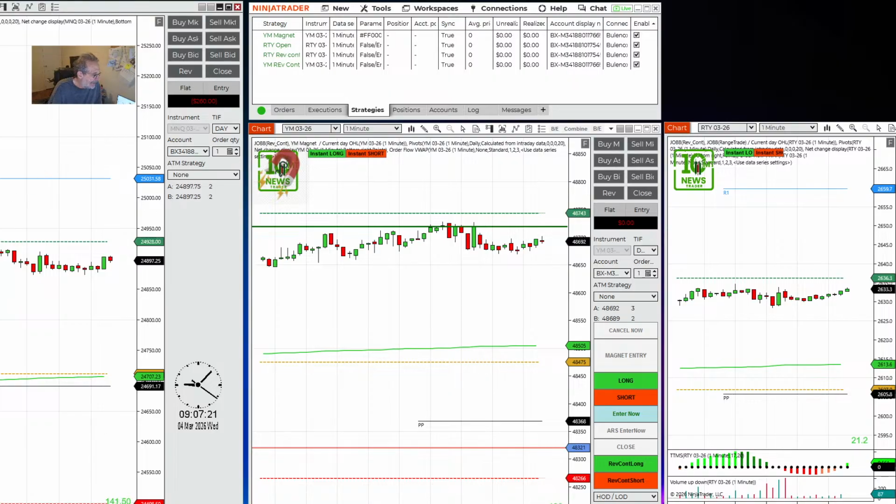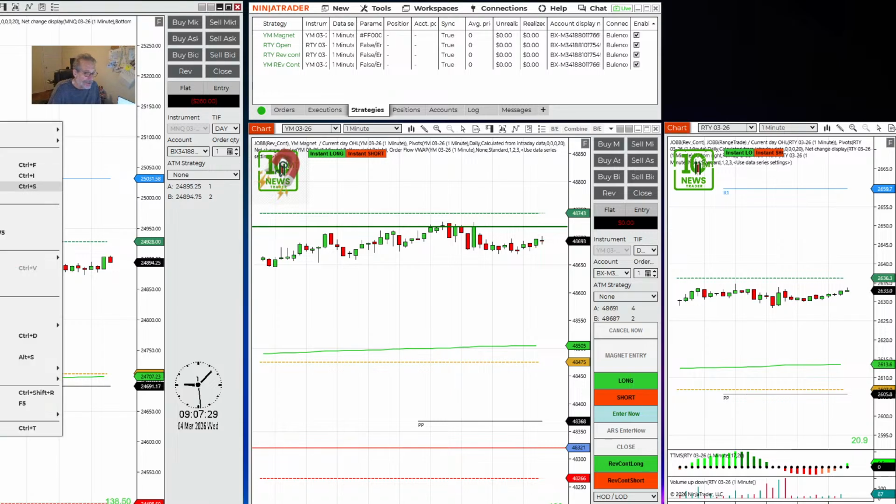So we've got our MNQ on. All right, so let's put our reverse continue. Love those reverse continues. Now, you know that Magnet has a reverse continue built in.